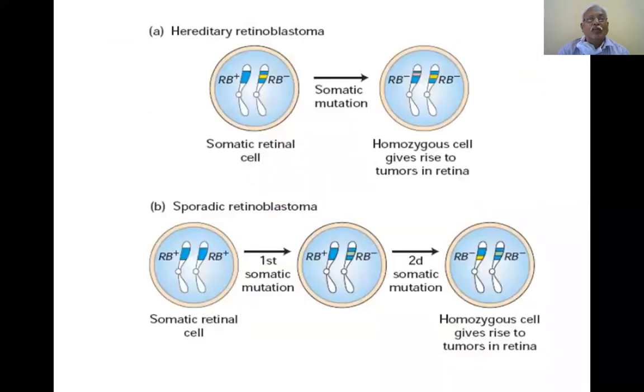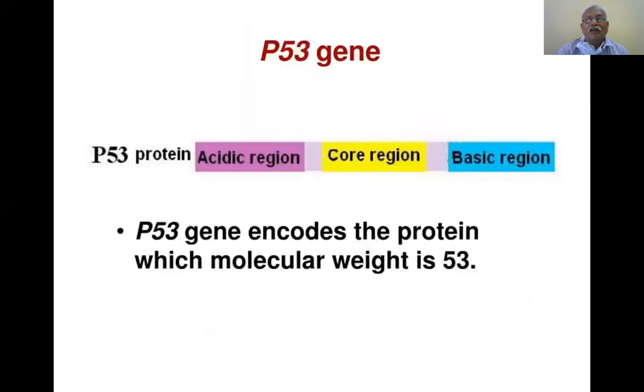In hereditary retinoblastoma, we should have two alleles, RB plus and RB minus. And RB plus and minus, somatic mutation. The somatic retinal cell will undergo homozygous change and gives rise to tumors in the retina. And sometimes a sporadic retinoblastoma will be there without a homozygous cell. So in the retinal cell, the first somatic mutation, and finally the second somatic mutation, the homozygous cell gives rise to tumors in the retina, retinoblastoma.